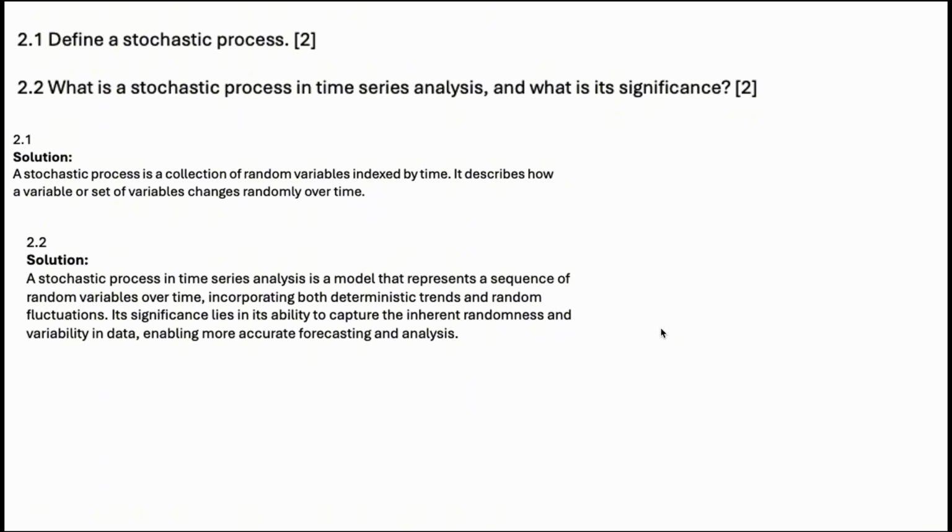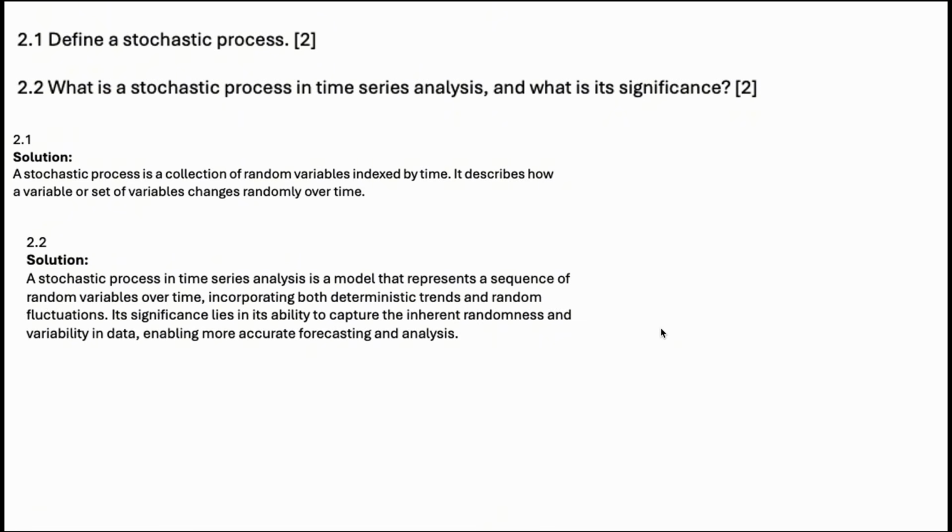So define a stochastic process. It is a collection of random variables indexed by time. This is a little bit different to the definition that I gave earlier. This one is the one you should use. So a stochastic process is a collection of random variables indexed by time. It describes how a variable or a set of variables changes randomly over time.